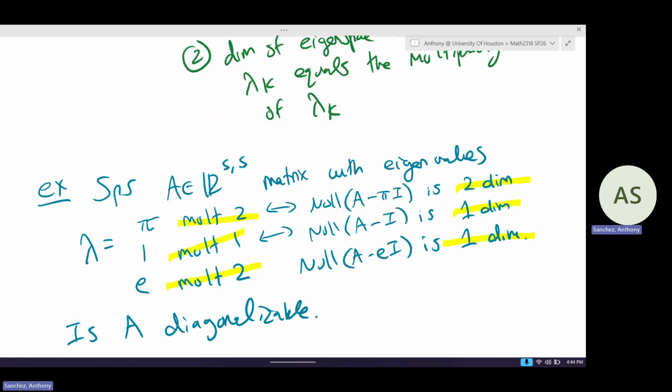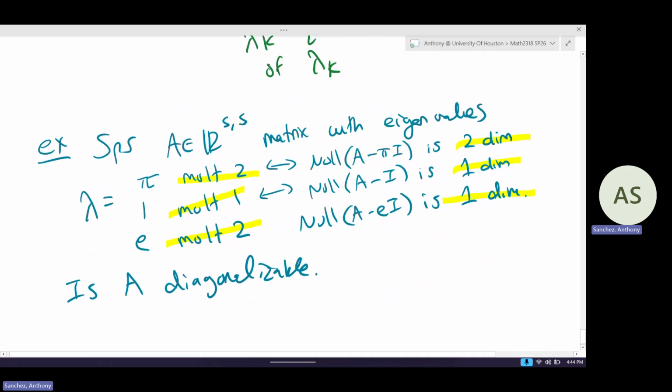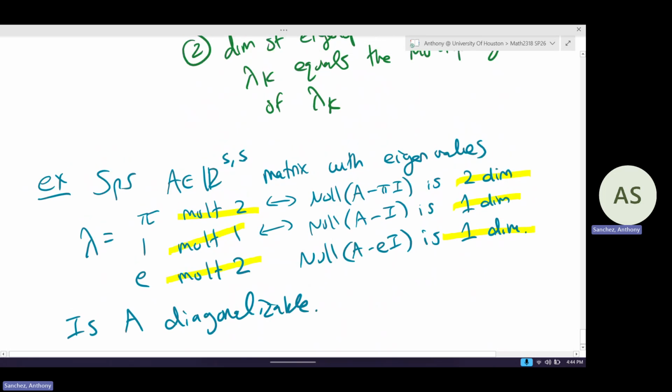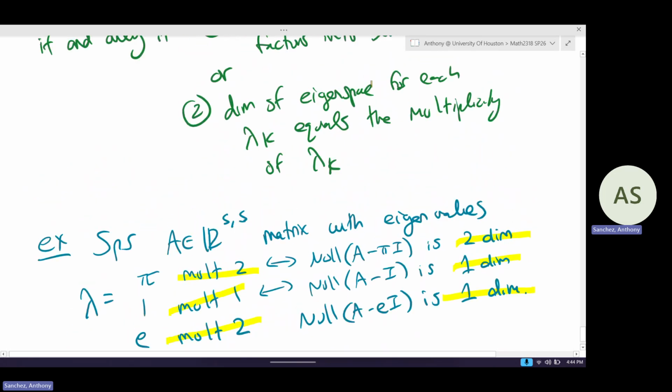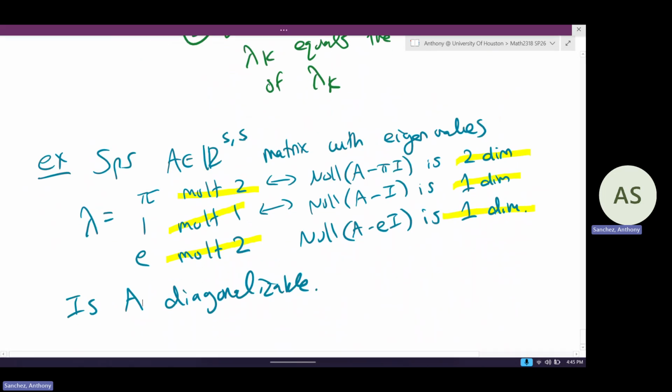So I can see just by counting, without knowing what A is, the fact that the dimension of the eigenspaces, in this case, is going to be 2 plus 1 plus 1, which is 4, does not equal the sum of the multiplicities, which is 2 plus 1 plus 2, which is 5. So this is not going to be diagonalizable.